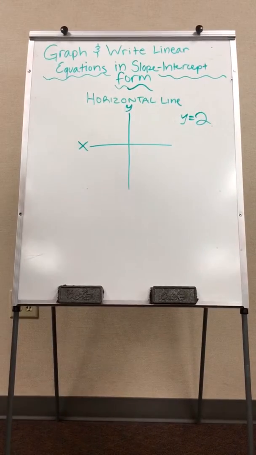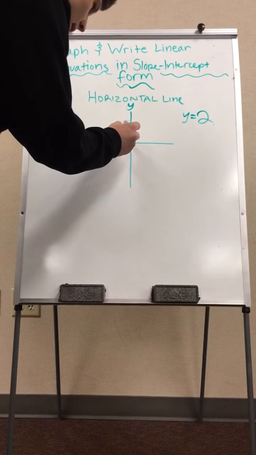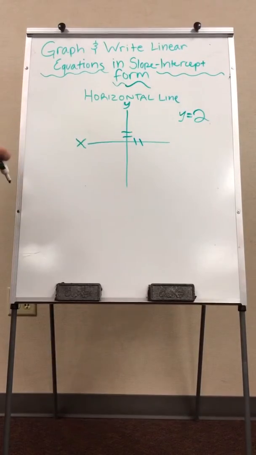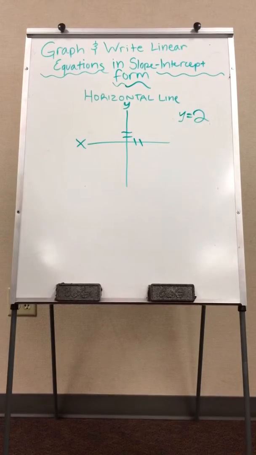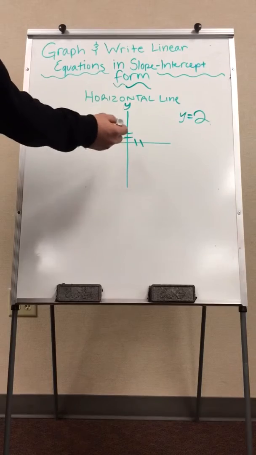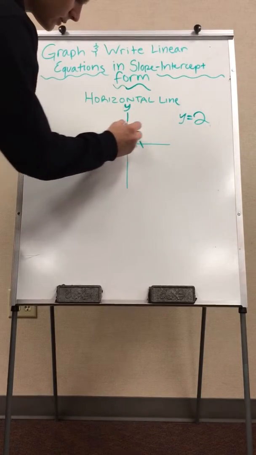Alright, so we will be graphing a horizontal line. So the equation is y equals 2. So the horizontal line will never cross the x-axis. So since it is y equals 2, it's up 2. Graph your point. Straight line across.